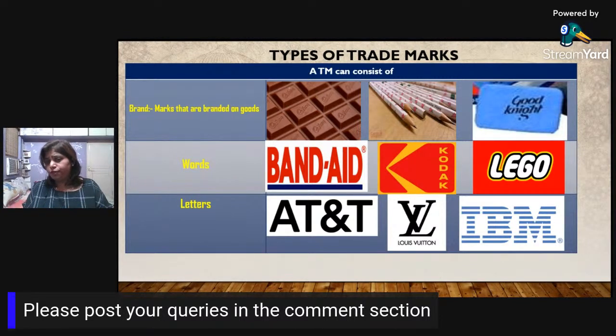It's just a word that they have put, something which is unique to them. So the moment we say Kodak, immediately people know that we are talking about cameras or reels, films. So Lego, letters like AT&T, YSL, IBM.